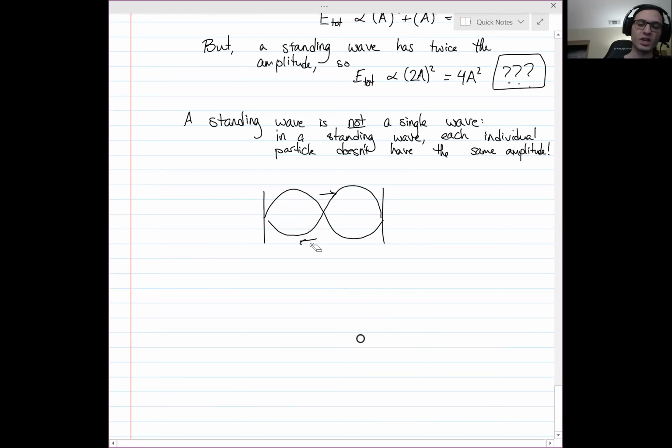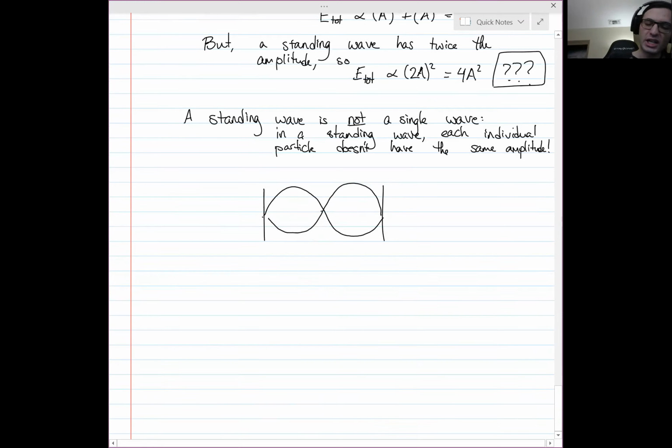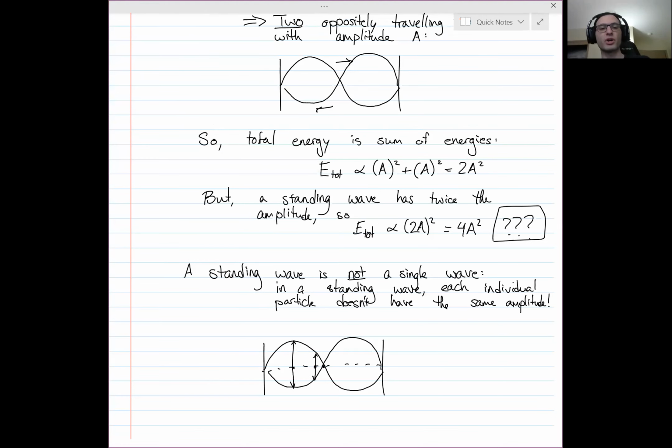So if we look at the particle that's at the antinode, it has an oscillation that's 2 times the original amplitude of the original wave. But if we look at a particle that's not at the antinode, it has a smaller amplitude. And if we look at a particle at the node, it has 0 amplitude. So whereas before, when we computed the energy based on the spring model, we assumed each spring had the same amplitude, but that's just not the case here.